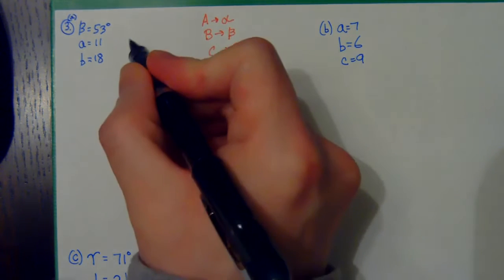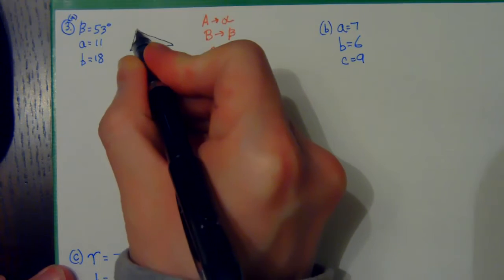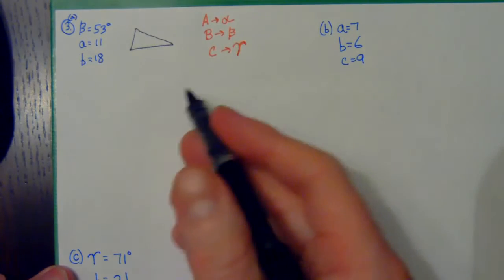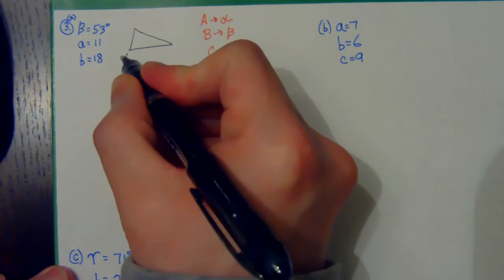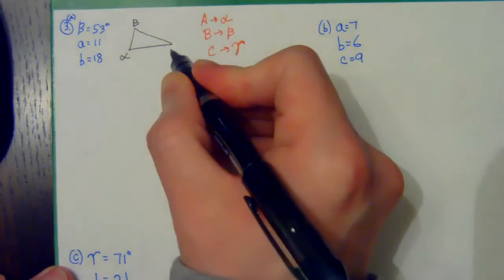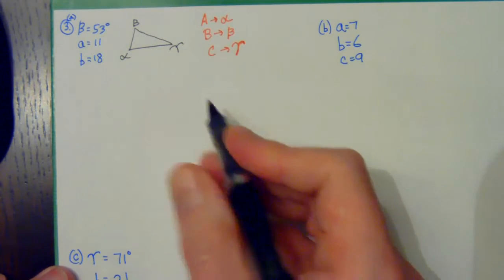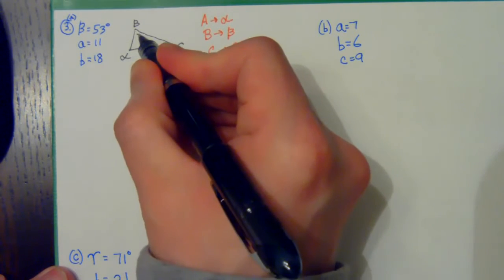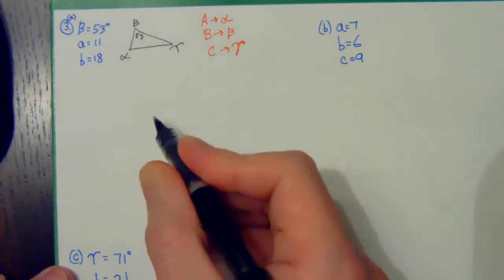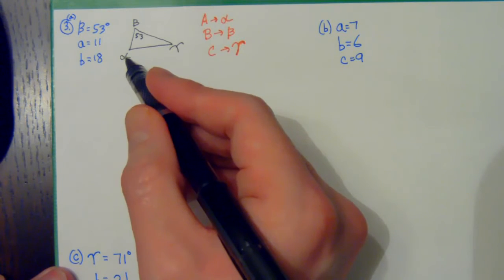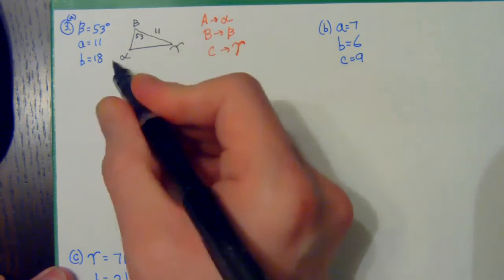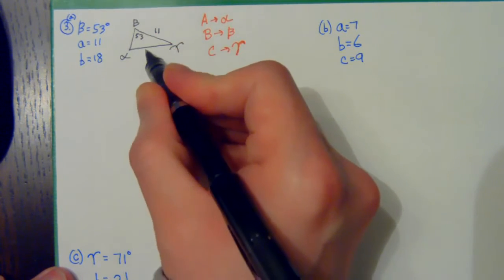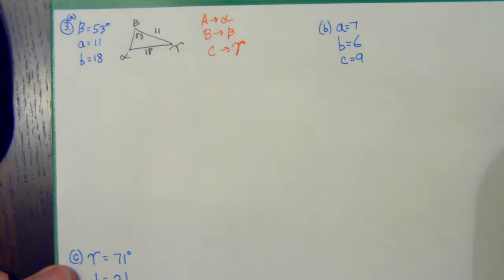I strongly suggest in all these solving the triangle problems that you draw yourself a picture first. So I could put A, B, or C, or I could put alpha, beta, gamma, doesn't matter. And then I know that this angle right here is 53 degrees. And then the little a is opposite angle alpha, so this will be 11. And then the little b is opposite angle beta, so that'll be 18.